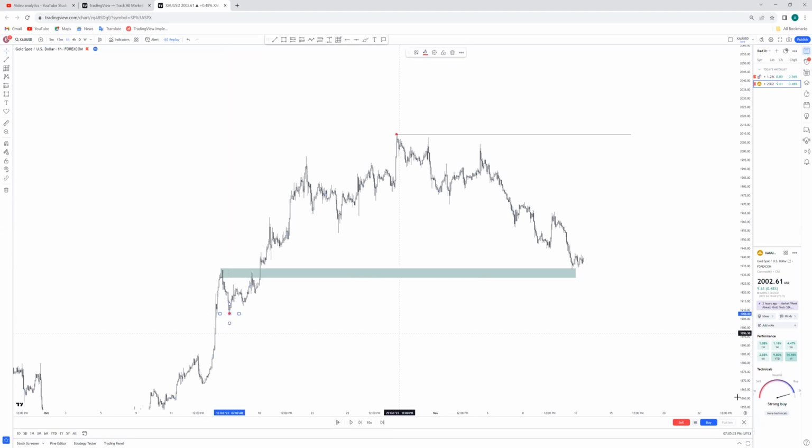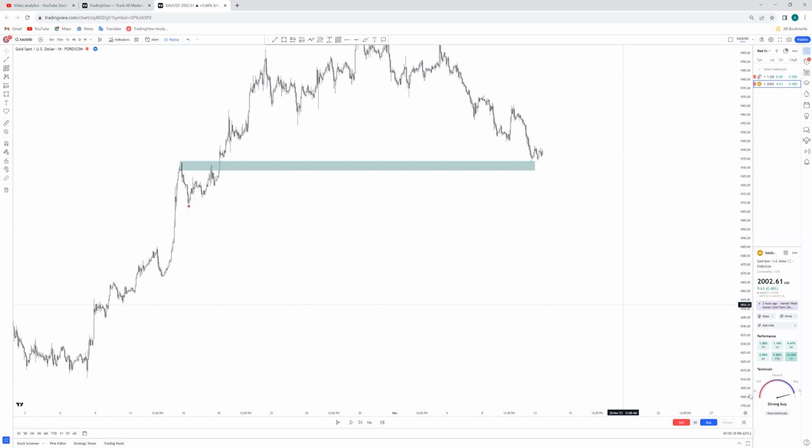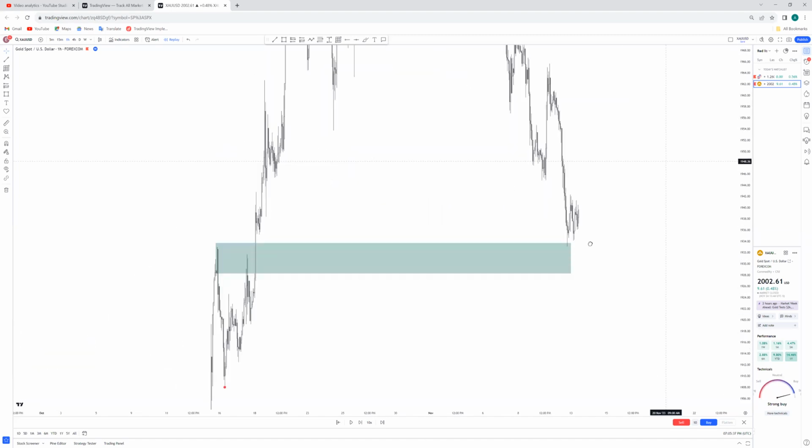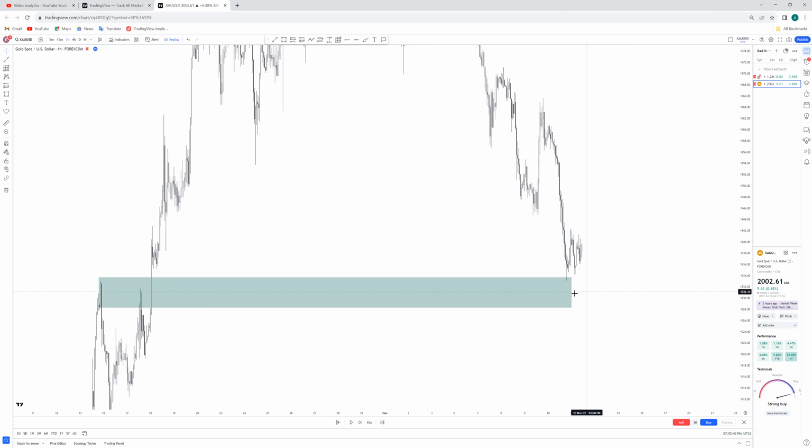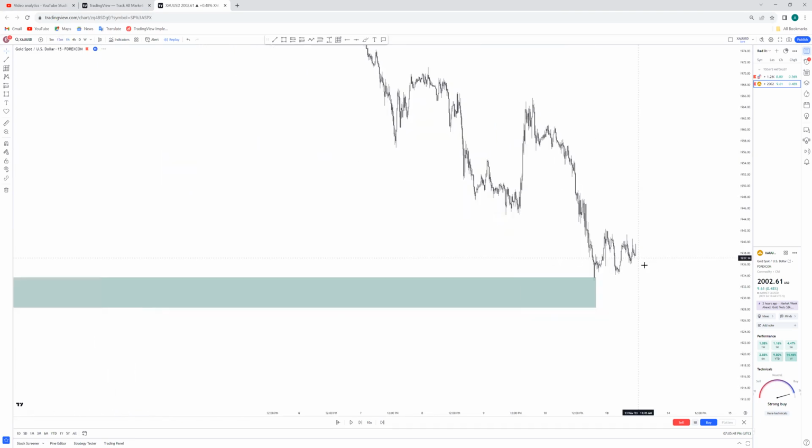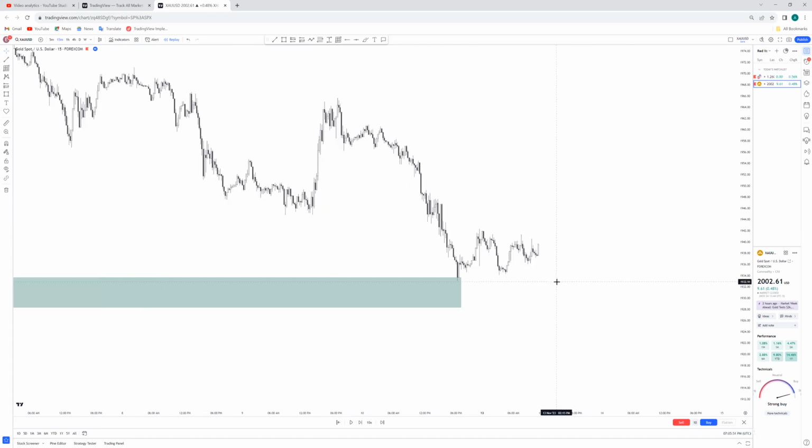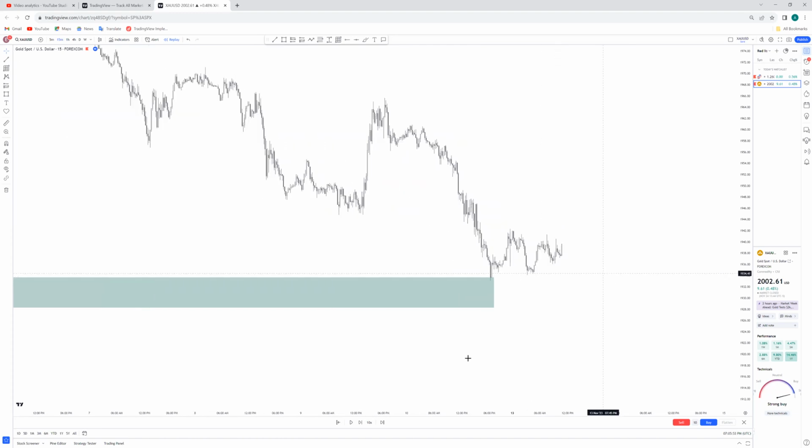So let's start. I'm not a fan of gold. I don't trade gold, but because you guys voted for gold, we have to work on it. All right, so price has gotten to our point of interest.